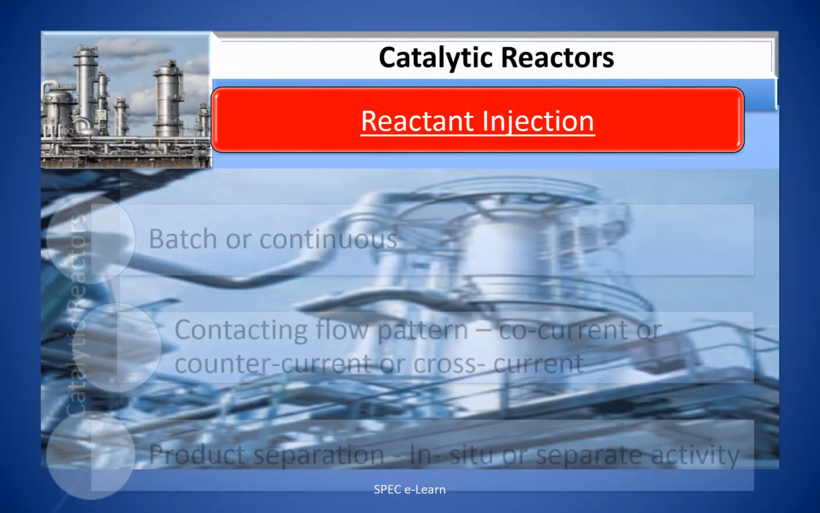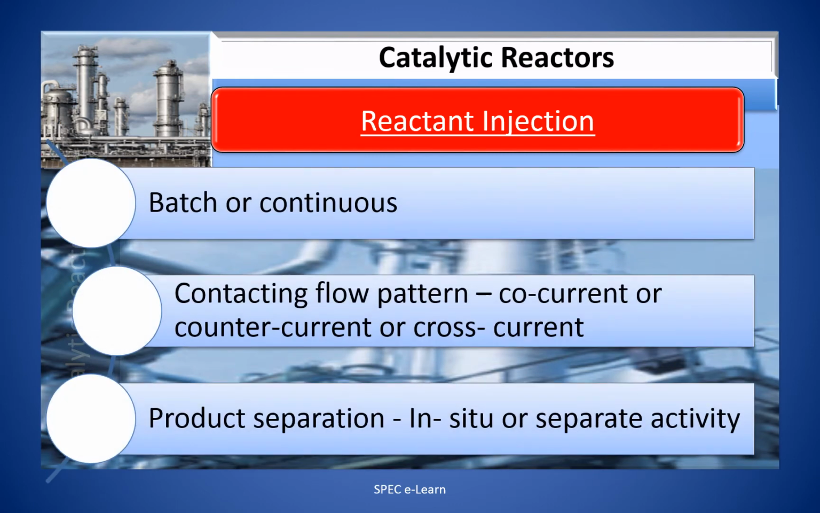Next is the reactant injection strategy. The reactors can be of batch or continuous type. The contacting flow pattern can be of co-current type or counter-current type or cross-current type. Product separation could be in situ or a separate activity.